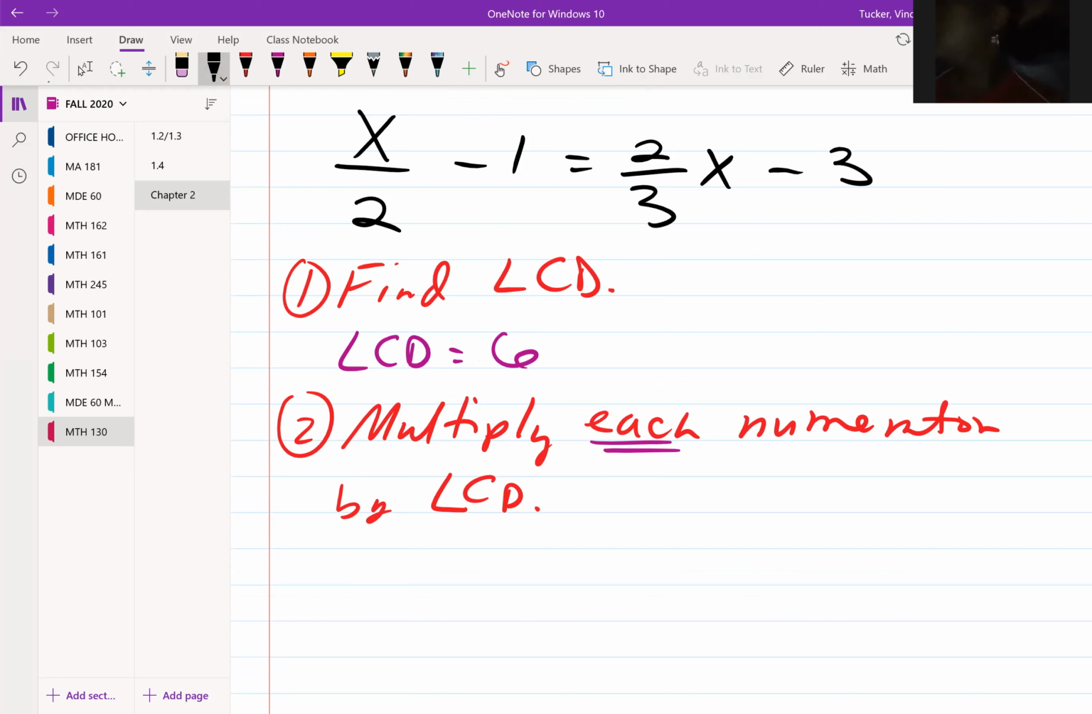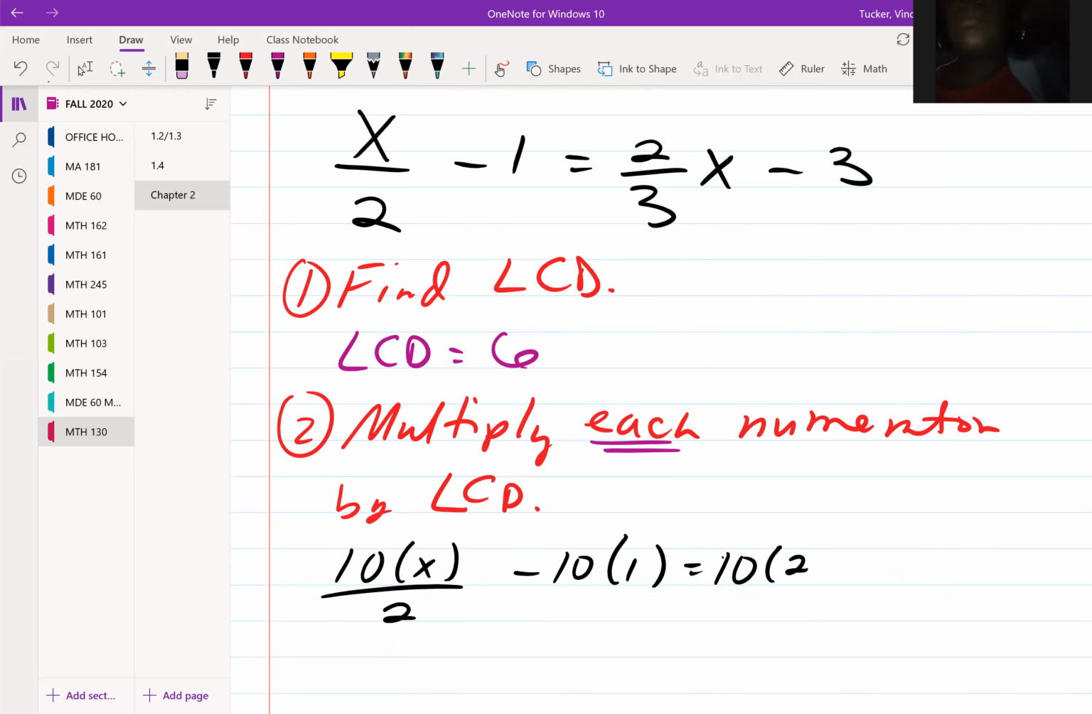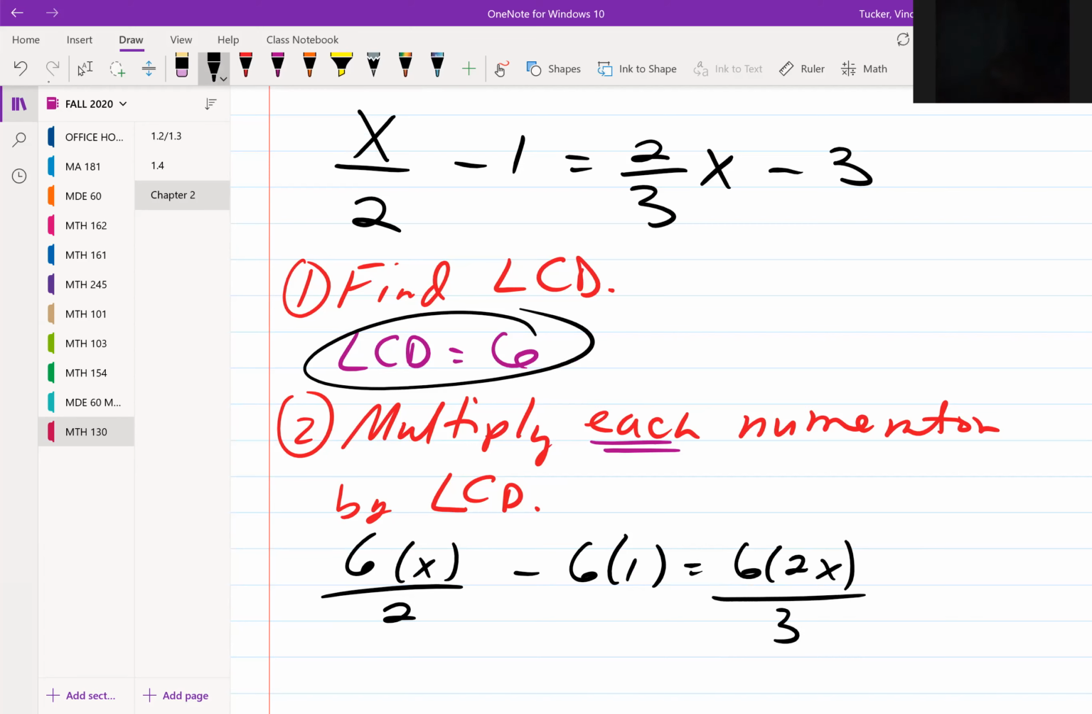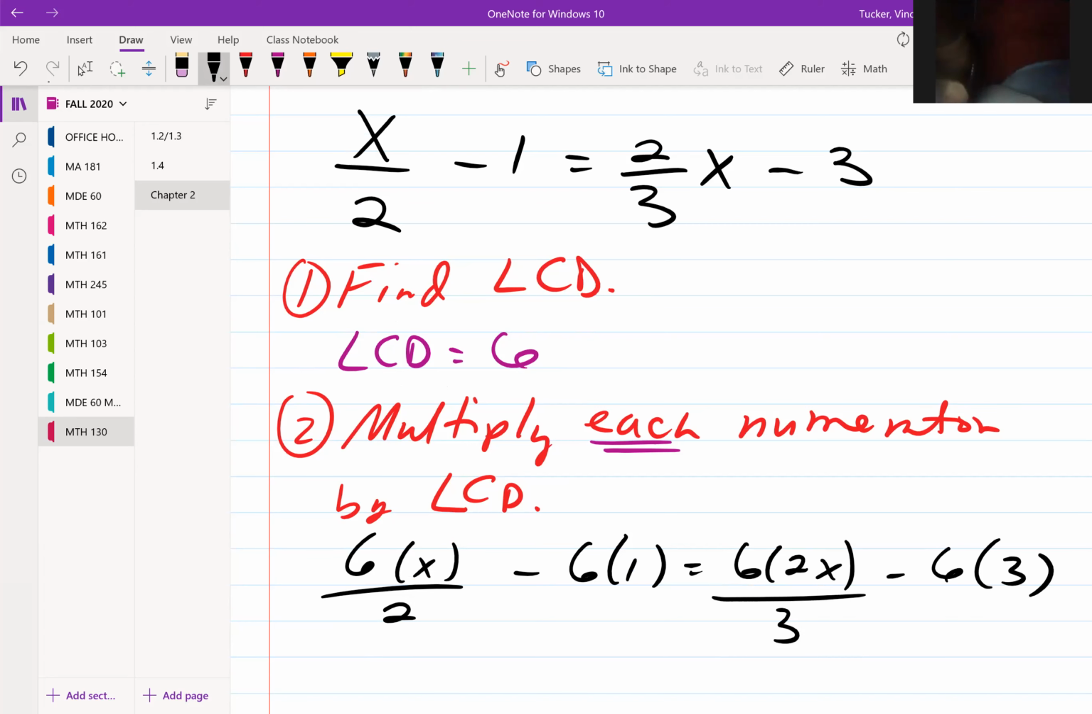So that's going to be 10 times x over 2 minus 10 times 1 equal to 10 times 2x over 3. Why'd y'all let me write 10? Not even 12, 6. I was thinking about another one. Sorry, supposed to be using my LCD there. I don't know where I got a 10 from though. So we multiply each numerator by 6.